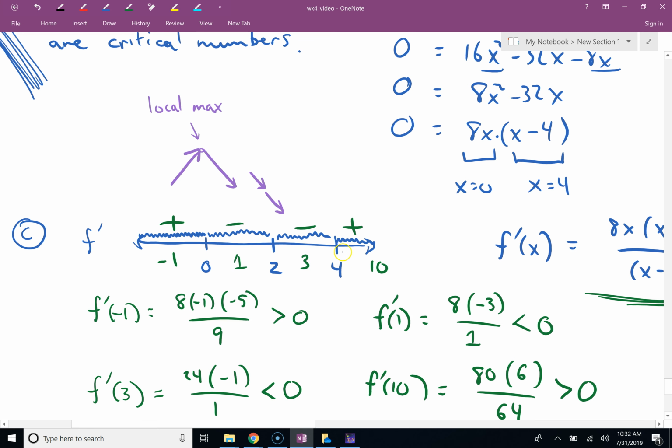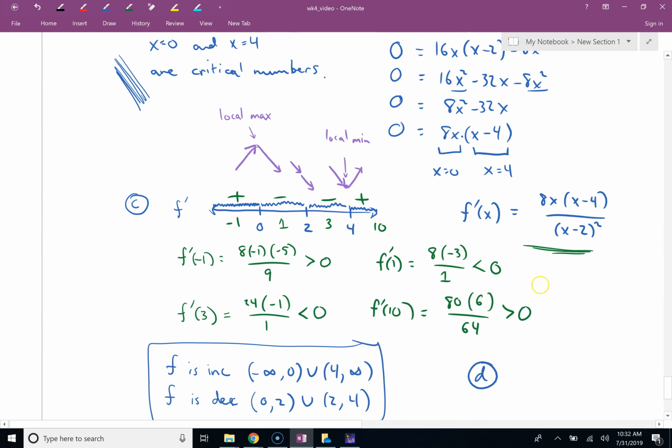Okay, but around 4, that's our other critical number that we have to be worried about. The derivative is negative, that means that we're decreasing. And then after 4, the derivative is positive, so therefore we're increasing. If you look at the picture here, this looks like a minimum. Something down here would be a minimum at 4. So this would be a local min. We don't need a whole lot of work here in order to show this.